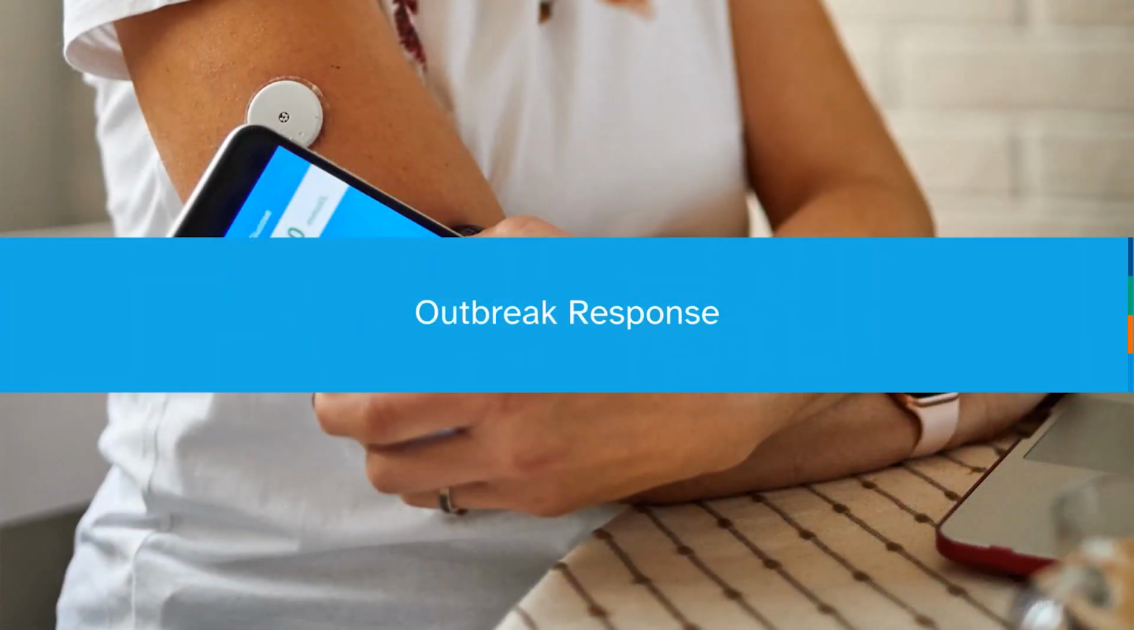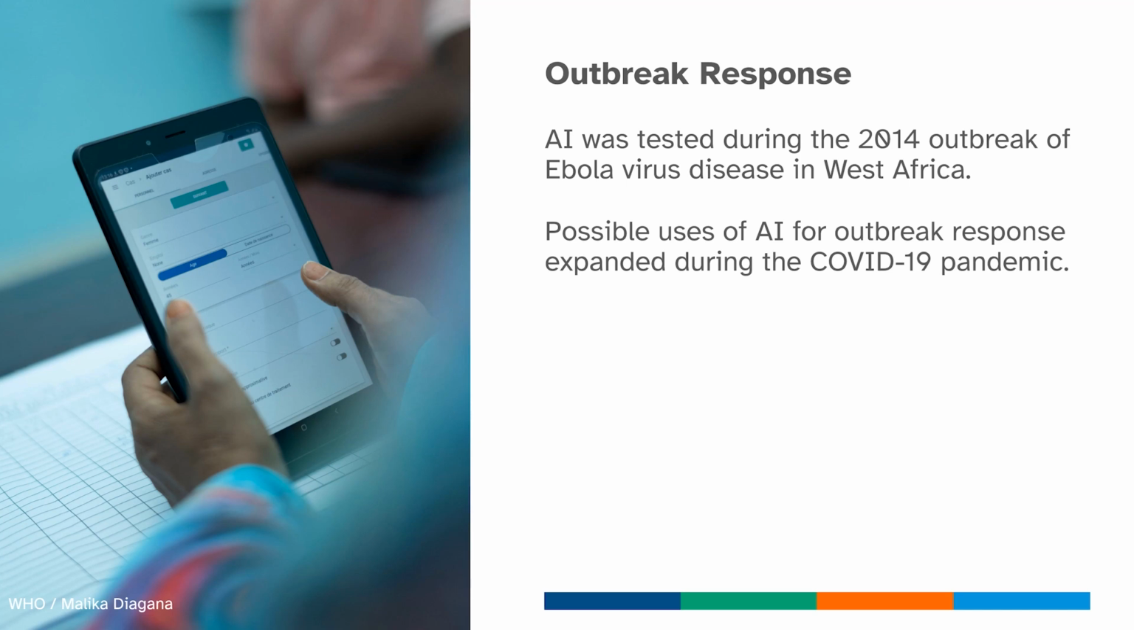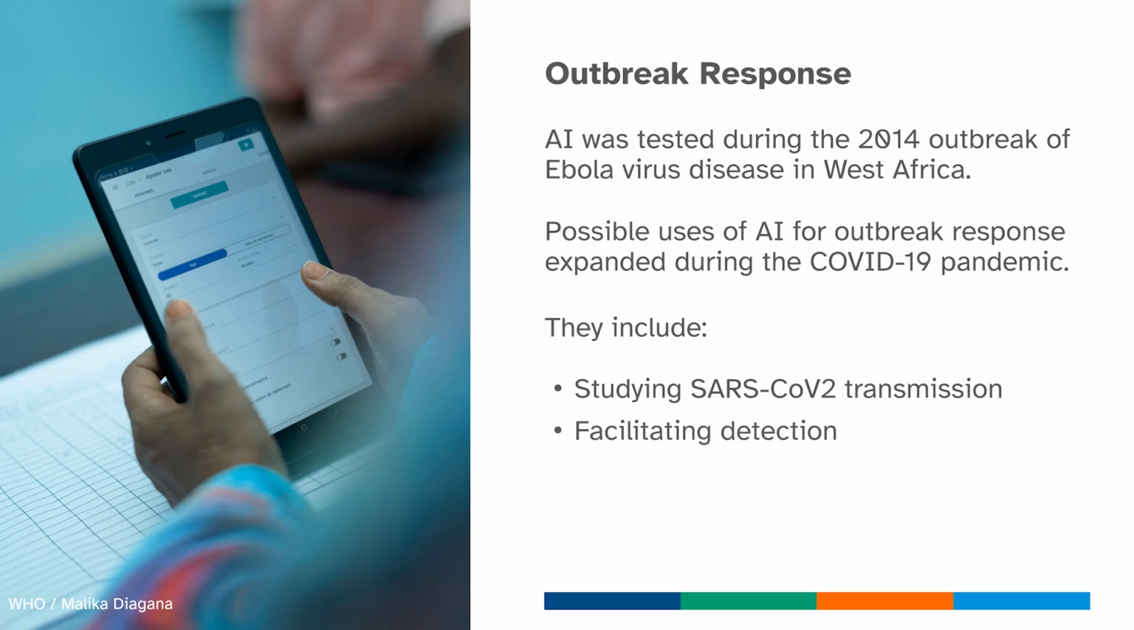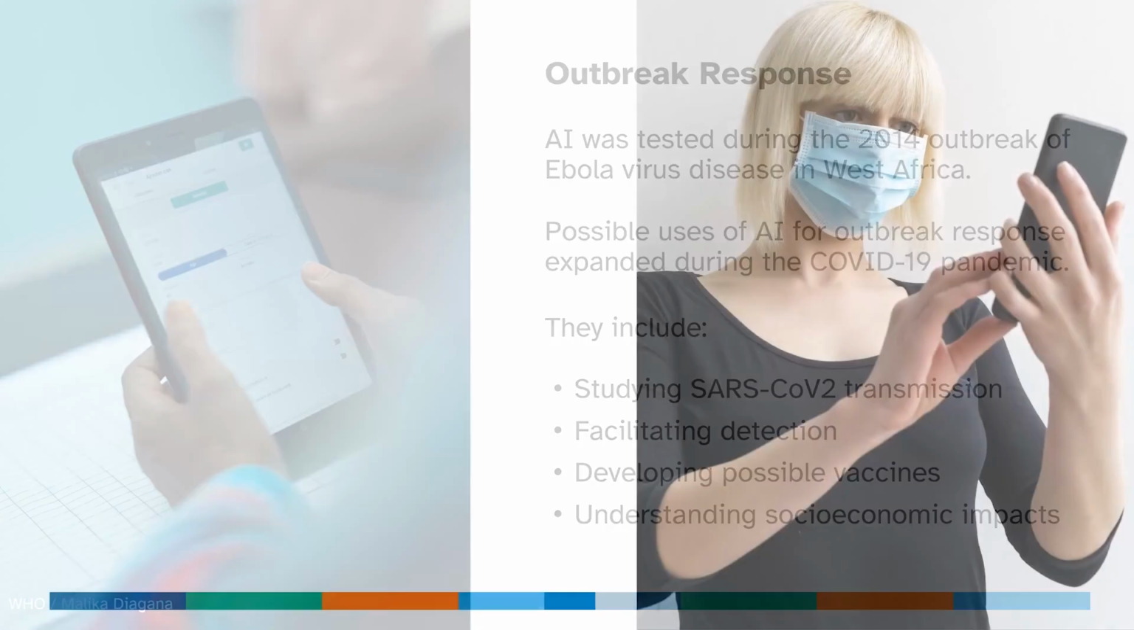Outbreak Response. AI was tested during the 2014 outbreak of Ebola virus disease in West Africa, and the possible uses of AI for different aspects of outbreak response have expanded during the COVID-19 pandemic. They include studying SARS-CoV-2 transmission, facilitating detection, developing possible vaccines and treatments, and understanding the socio-economic impacts of the pandemic.